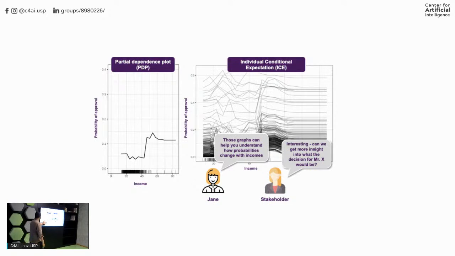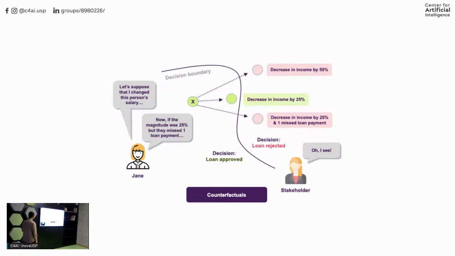So in this case, the stakeholder might say, okay, this is great. Can you tell me specifically for a certain individual, let's call this person Mr. X? Now, what you're able to do with the technique called counterfactuals, which is a local method, by the way, is take that data point and change certain attributes to see what happens to the decision. So you're really visualizing the decision boundary. If I decrease the income by 50%, I'm going to reject this person. If I decrease it only by 25%, I'm going to approve. If I decrease it by 25% and this person missed the loan payment for some month, then again, I need to reject him because he's not a reliable loan holder. So counterfactuals gives you that perspective of toggling certain values in the data point and telling you what's happening.